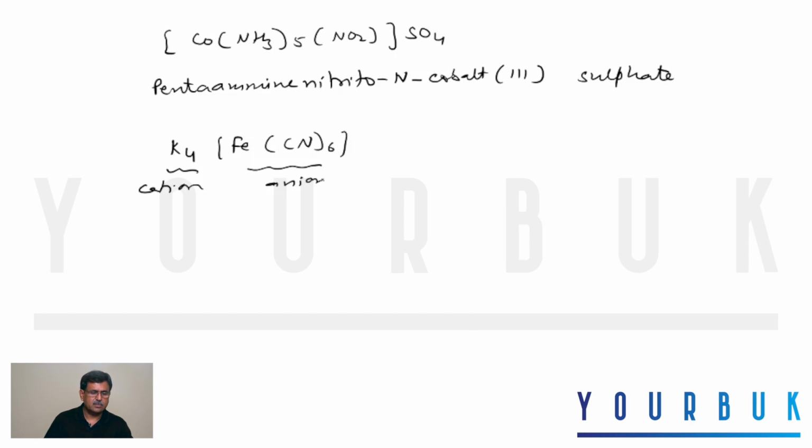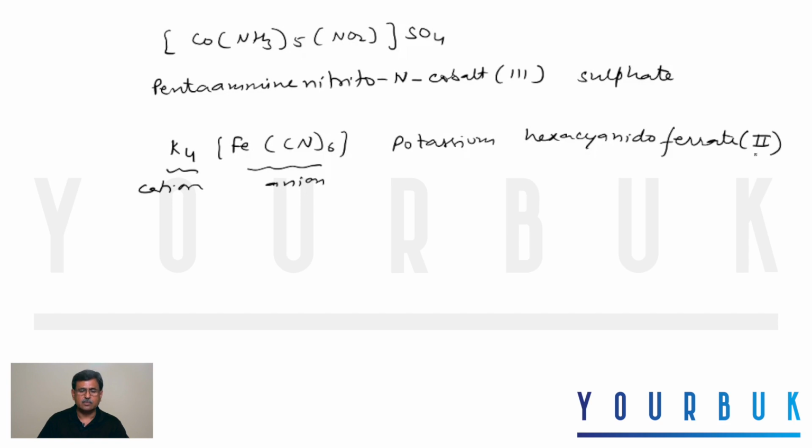But it doesn't matter, whichever part is complex, you arrange the ligands alphabetically. So its name is potassium, the cation is potassium. Then we arrange the ligands alphabetically, hexacyanide, and then we write, if the complex is anion, the metal has to end in ATE. So we write ferrate in this case, not iron. Ferrate followed by its oxidation state 2. So for iron we use ferrate, for cobalt we use cobaltate, and so on. But only when the complex is anion.